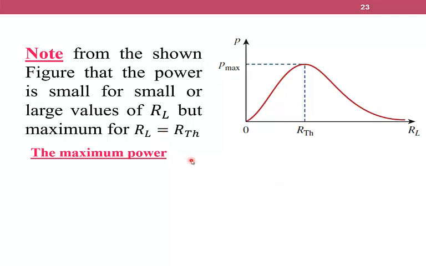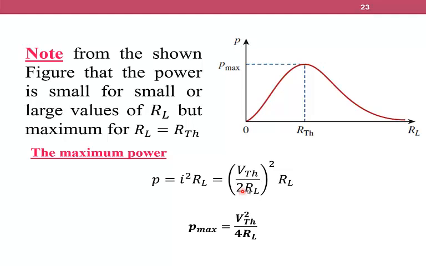There is a formula for the maximum power: P equal I square multiplied by RL, and as RL is the same as R Thevenin, the denominator becomes 2RL here. If you simplify the equation, you get the power max is V Thevenin square over 4RL.